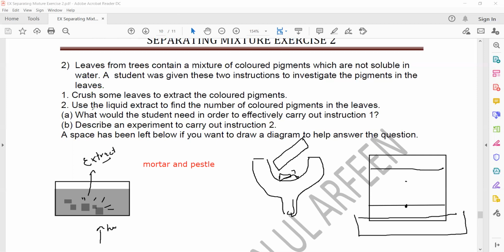So first, use the liquid extract to find the number of color pigments in the leaf. How can you find the number of color pigments? The number of spots will give you the number of color pigments. If only one spot is there, it means it has only one color. If more than one spot, it means it has more than one color. And how can you identify the color? You can measure the RF value to identify which color is there. Is it clear? Question 2.